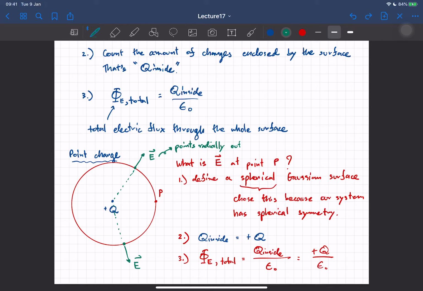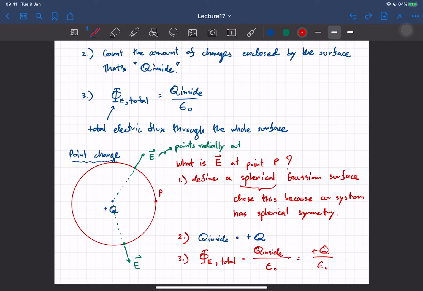If you choose a surface which is not spherical, for example something like this, there's nothing wrong with it. Gauss' law still applies, but it's not so useful because at any point on the surface, the electric field will point in a way that is not perpendicular to the surface. So it works, but it's not quite useful for us to calculate what the electric field is. So a sphere is a very suitable choice in this case.